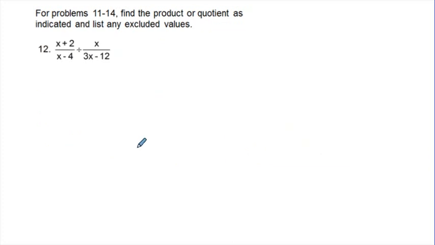Next, problem 12. We have x plus 2 over x minus 4 divided by 3x minus 12. So what I'm going to do for this is, let me go ahead and factor out that second denominator. So 3x minus 12 in factored form is going to be 3 times quantity x minus 4.